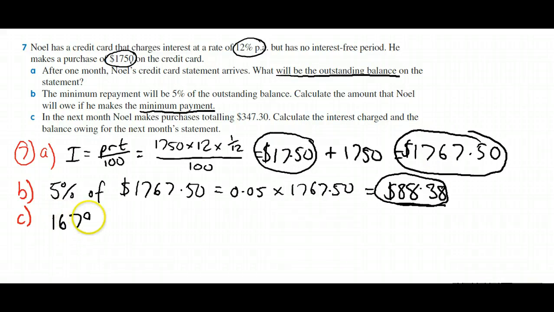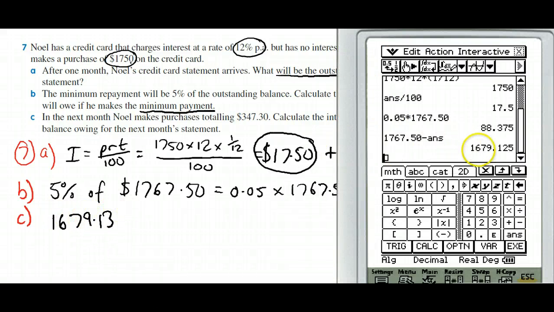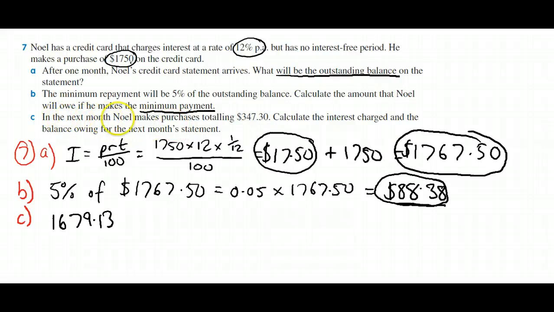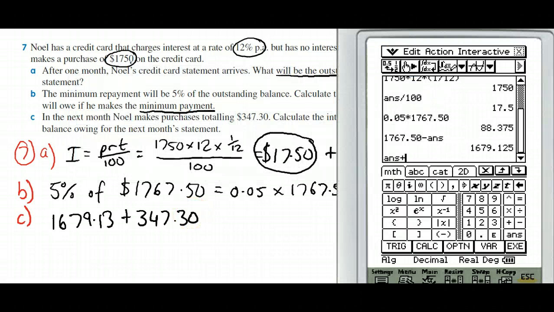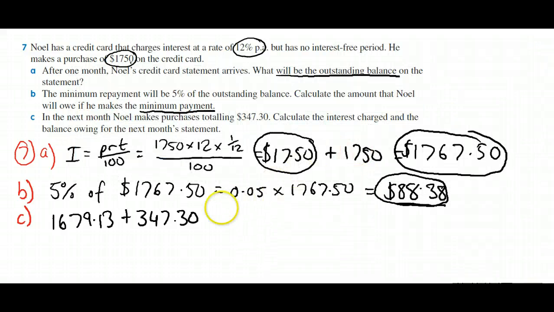So 1679.13. That's what he now owes. Now in the next month he makes some purchases, these purchases here, so we've got to add those onto the amount that he owes now. This fella just can't stop spending. So on top of our answer from the previous question, we need to add on 347.30. And now we've got 2026.43. So that's what Noel owes now that we've added on these extra purchases.